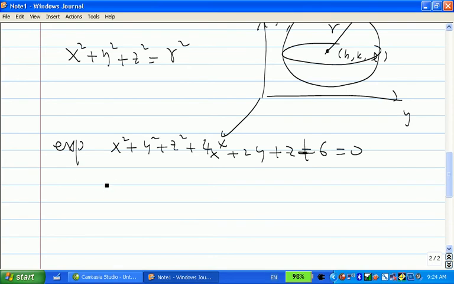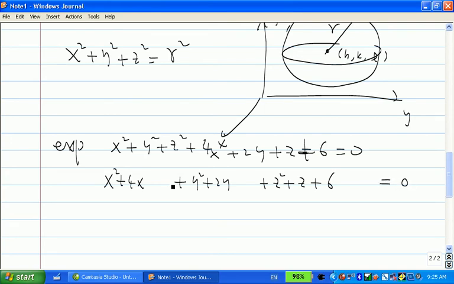Now let's take a look. We put all the x terms together: x squared plus 4x. Then plus y squared plus 2y. Then plus z squared plus z, then we plus 6, equal to 0. That's the original problem.